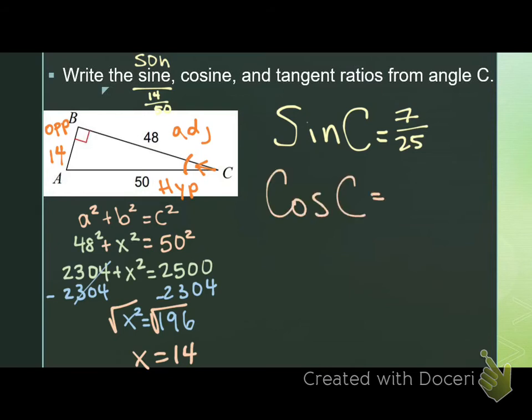Cosine from angle C. So remember cosine is CAH. CAH. So what is adjacent to cosine? 48. And the hypotenuse is 50. They're both even, so this reduces to 24 over 25.